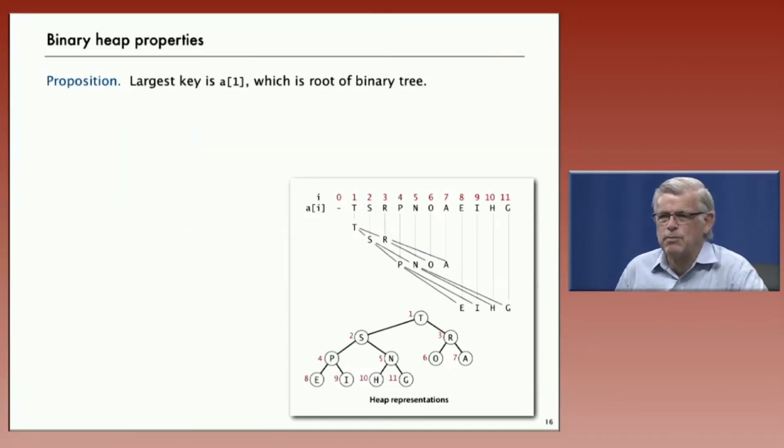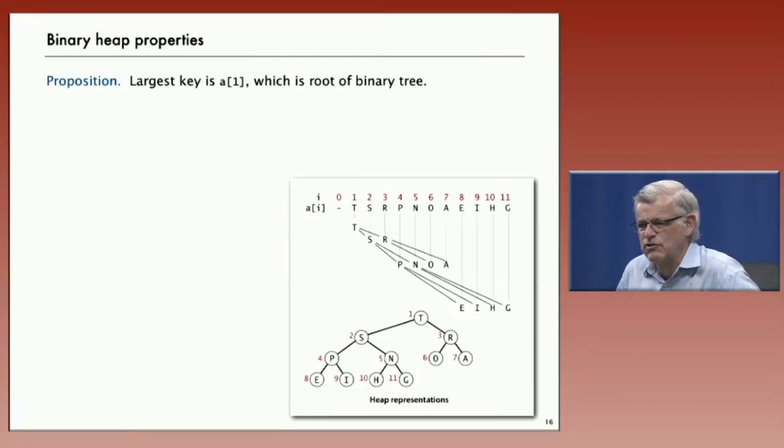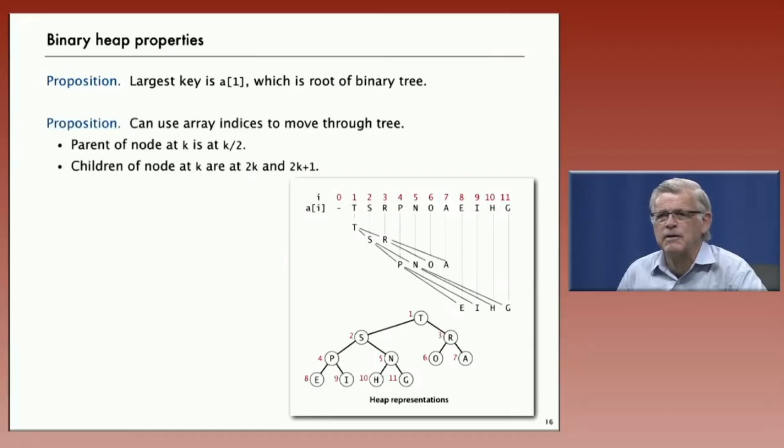So let's look at a few properties of binary heaps. That's complete binary trees represented in an array with keys in the nodes satisfying the heap order property. Well, first thing is that A of 1 is the largest key. It's larger than the keys of its 2 children, and they're larger than theirs and so forth. So it's the largest key in the data structure.